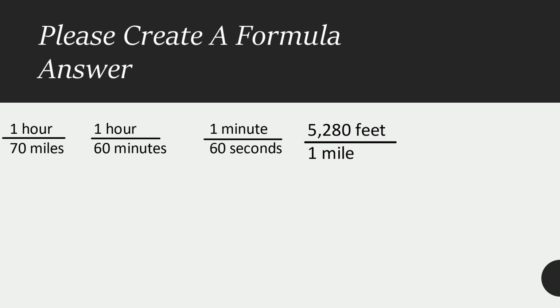So what I want to do is figure out what would be a logical order of steps, right? I know that I'm going 70 miles an hour, that 1 hour is going to take 60 minutes, that 1 minute is going to take 60 seconds, and that there are 5,280 feet in a mile. This is not in any sort of order, so I've got to figure out what would be the best thing to do first.